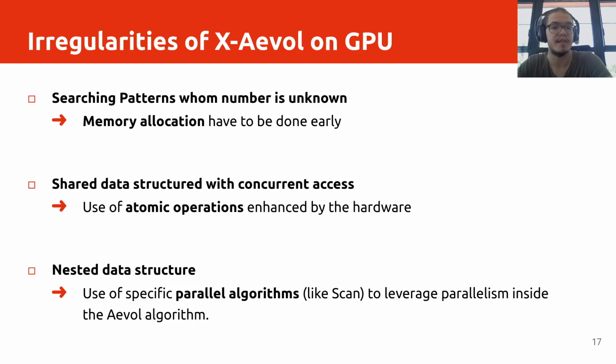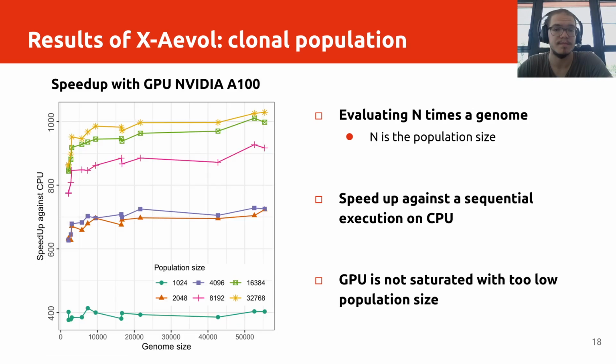The access of data structures is done with concurrency, and atomic operations help us to solve this problem. At last, the nested nature of data, remember the genes inside RNAs inside the genome, led us to modify the Bayes algorithm, and we used specific parallel algorithm to fully use the GPU capabilities.